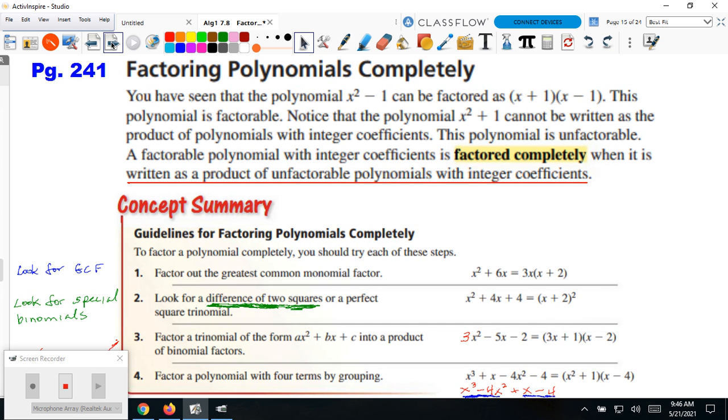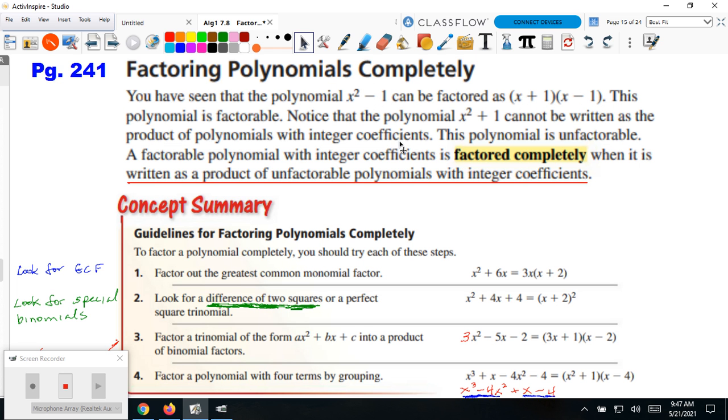Factoring polynomials completely. So we've seen how we can factor binomials. The special binomial is like this right here, which is called a difference of two squares. X squared minus 1 can be factored in this form where you have an x plus 1, x minus 1. You're going to break apart the x squared to two x's there. The 1 is always the same number because you're looking for a perfect square, which is always a number times itself.